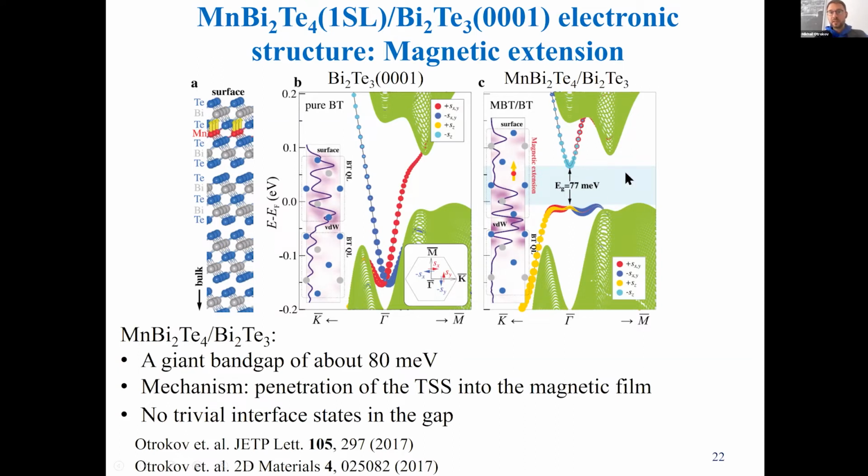Apart from that, you see that there are no trivial states in the gap, in the whole Brillouin zone in this region. Why are there none? Because there is virtually no interface. The systems are very similar, very close to one another in terms of composition, structure, lattice constant. So this is why we have called this approach magnetic extension, because the topological surface state recognizes this physical extension of the surface by the magnetic film, and it penetrates there. So it extends there, if you wish, magnetic extension.